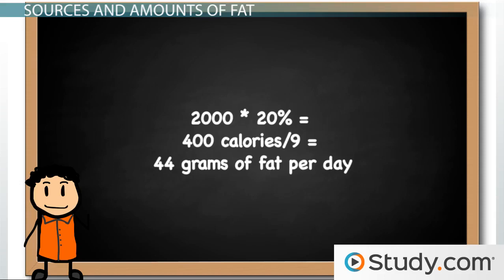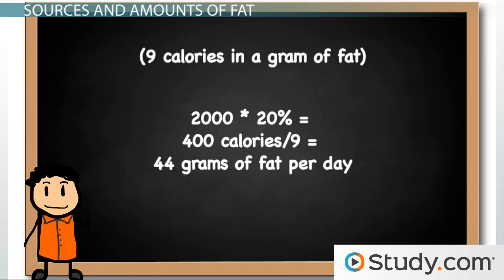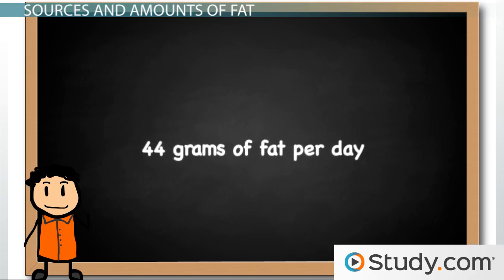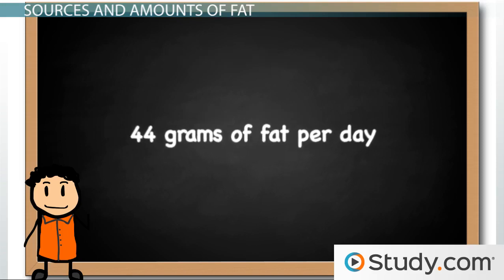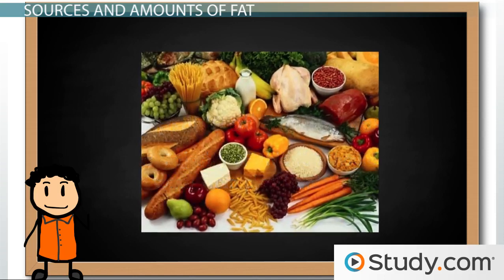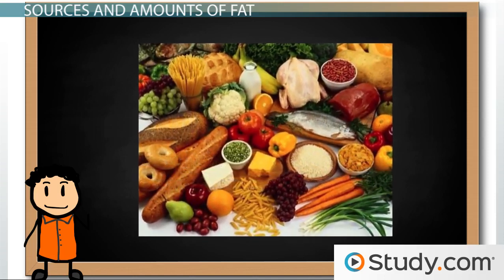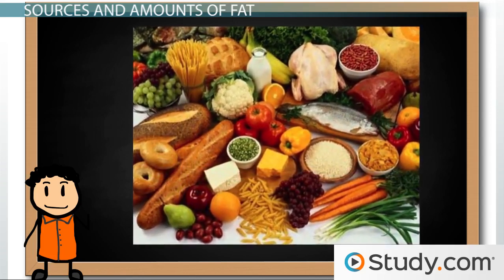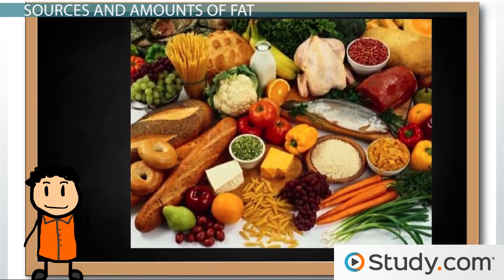You can divide this number of calories by 9, since there's 9 calories in a gram of fat, to come to the realization that that equates to 44 grams of fat per day. Furthermore, as you should already be all too aware of, the majority of this fat should come from plant and fish-based sources to maximize the number of unsaturated fats and minimize the number of saturated and trans fats.